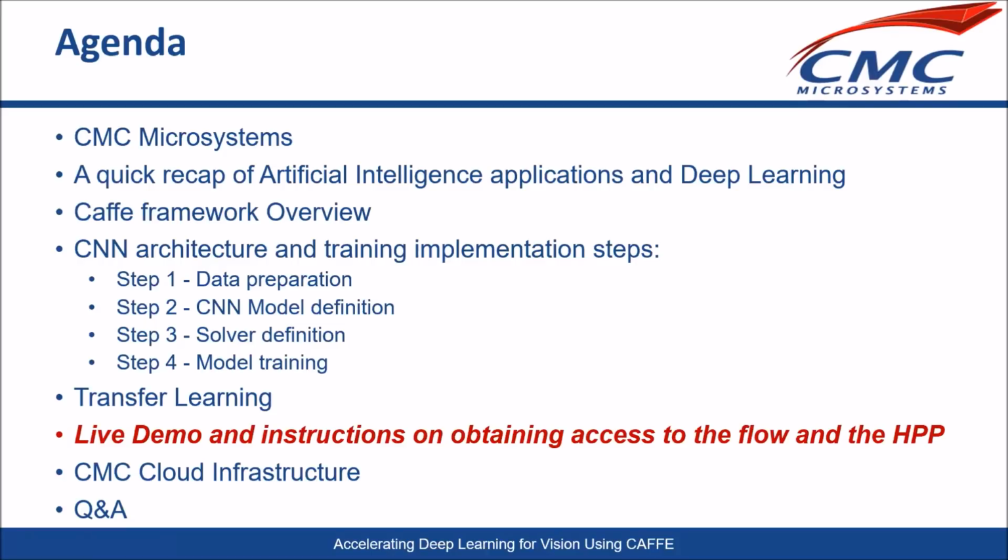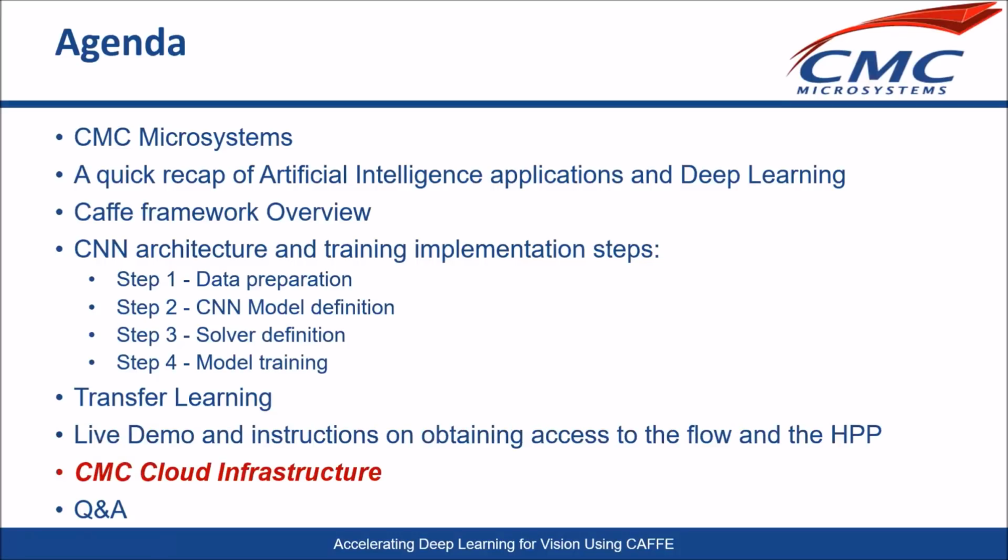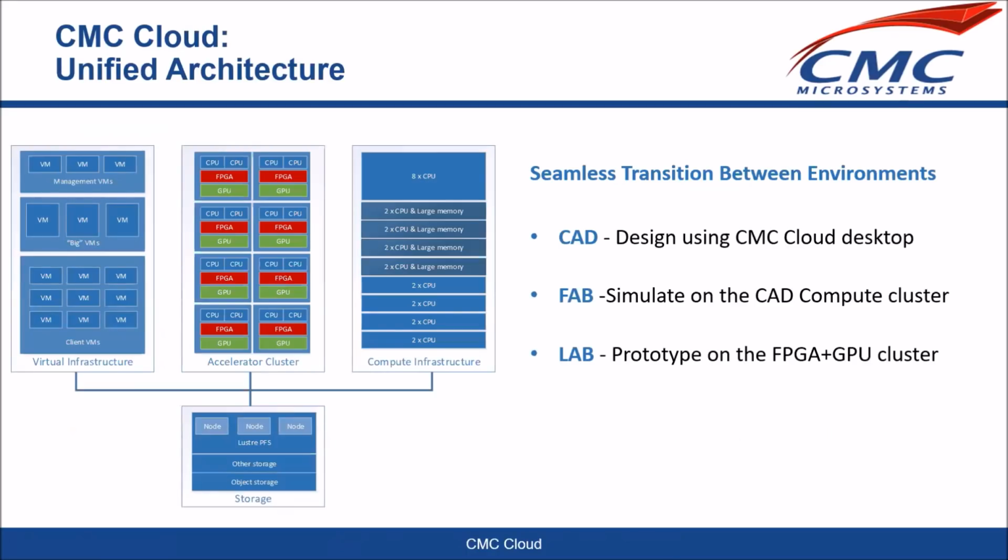The rest of the presentation, I would like to just give a high-level overview about the upcoming CMC Cloud infrastructure to support research in Canada. And we have a slide for that. This is a unified architecture which offers a seamless transition between environments. So here we have mainly 4 components. The first one is the storage, of course, that you need to store your data.